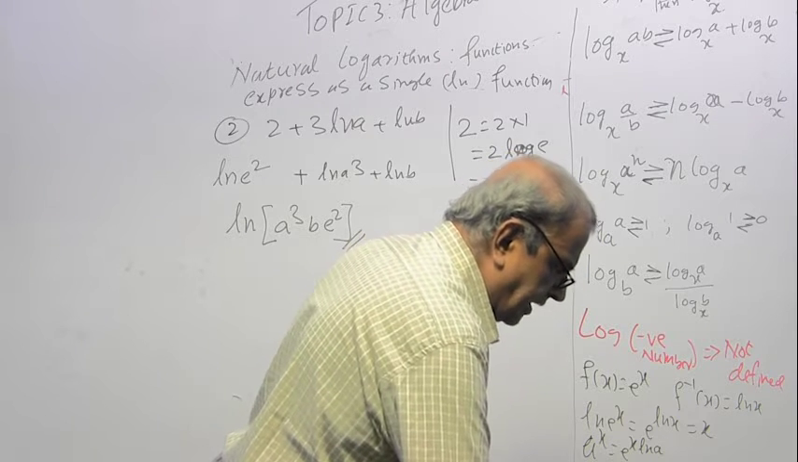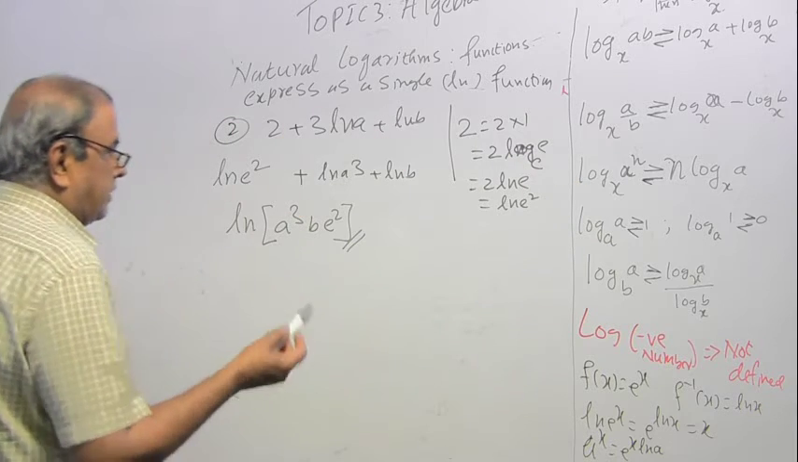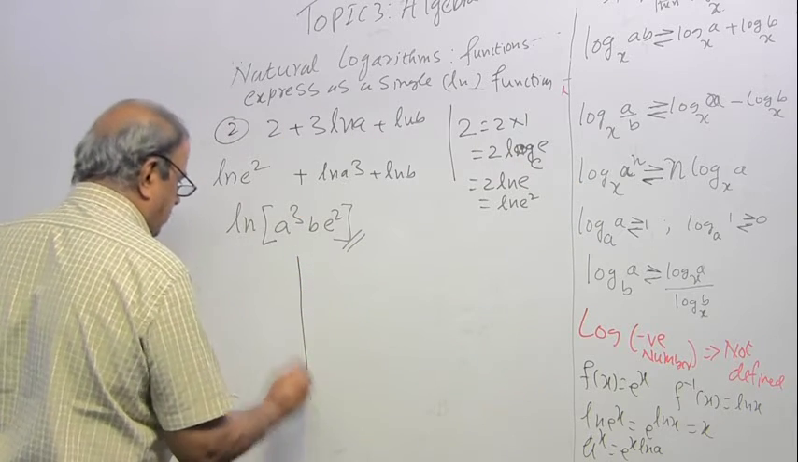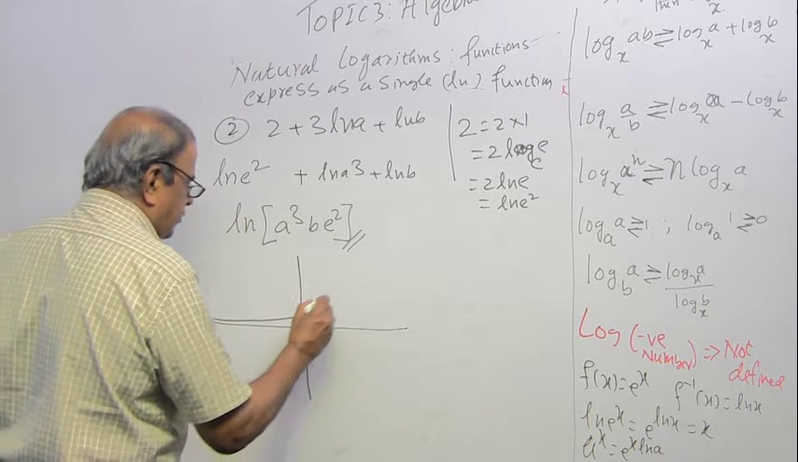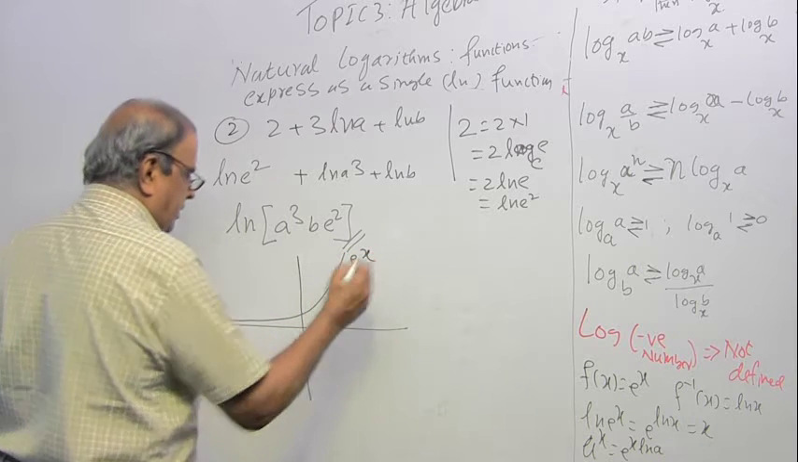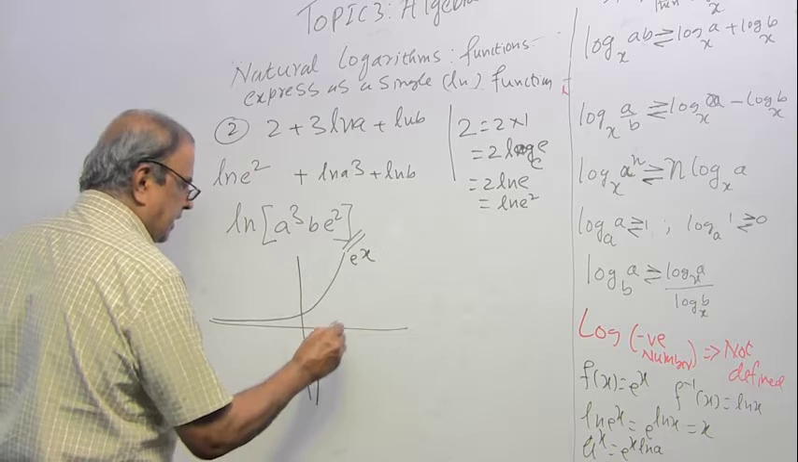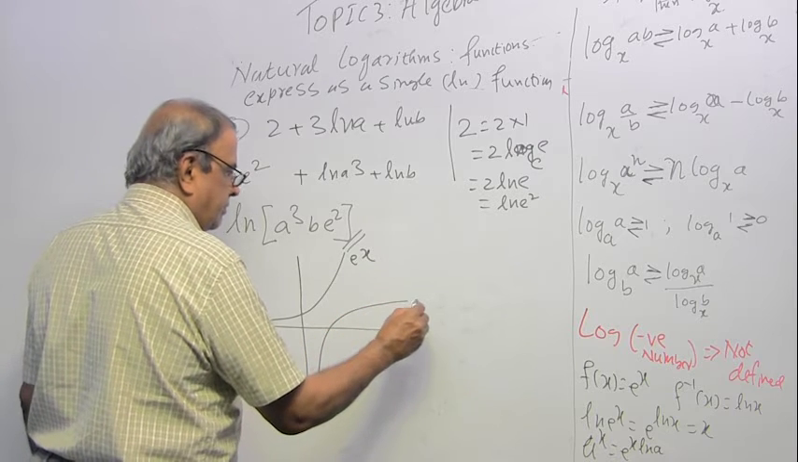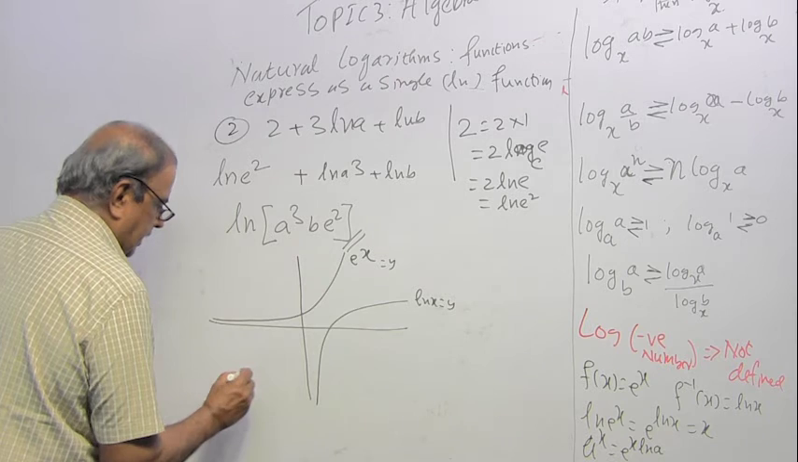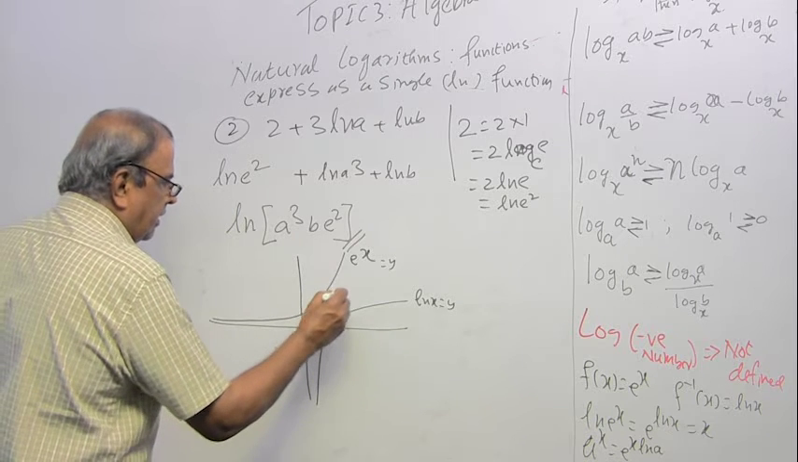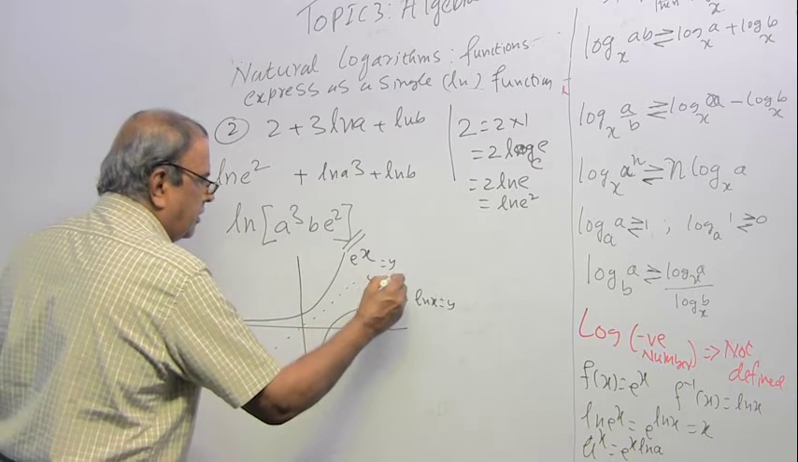And sometimes they say drawing a sketch, so I'll just leave it for you people. This is the graph of e power x. You should know the graph. And this is the graph of ln x. And they are reflections of each other in the line y equal to x.